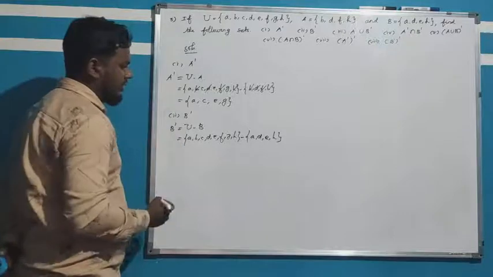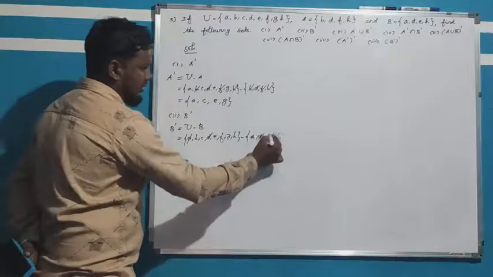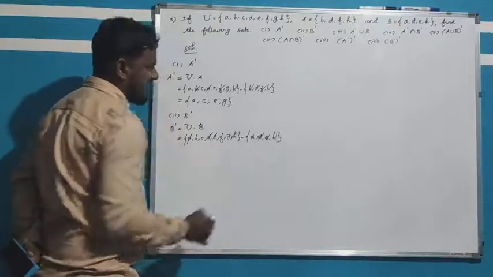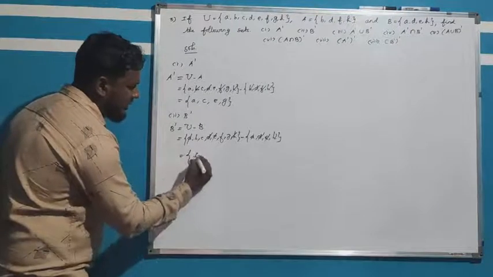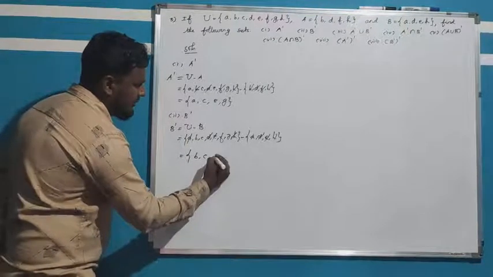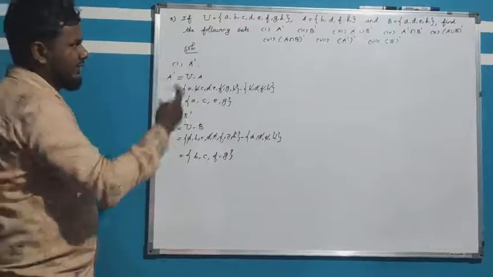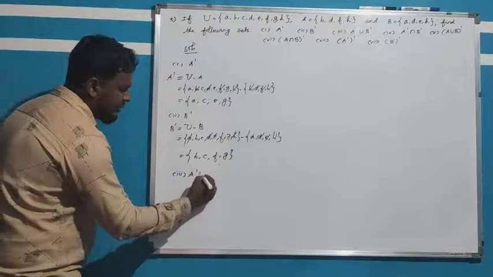So delete the common: A cancel and D, D cancel. E also cancel and H, H also cancel. Then balance in first set: B, C, F and G. Now next you can find the third condition given, A dash union B dash.